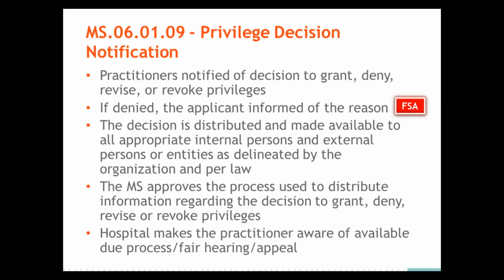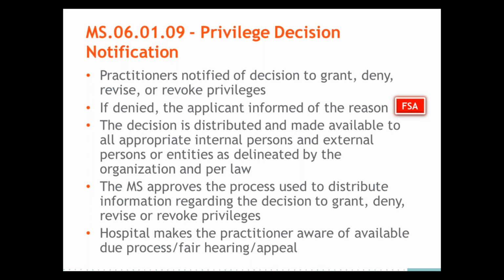There has to be a notification of the practitioner of the decision to grant, deny, or revise privileges. And if you deny them, you have to tell them why. Also, that decision needs to be distributed and made available to internal people and external people that need to know. So, for example, if somebody is approved for new privileges, we notify the operating room, we notify nursing services, and so forth. If somebody is denied privileges and it's something that's reportable to the National Practitioner Data Bank or your state licensing board, then that also has to be done.